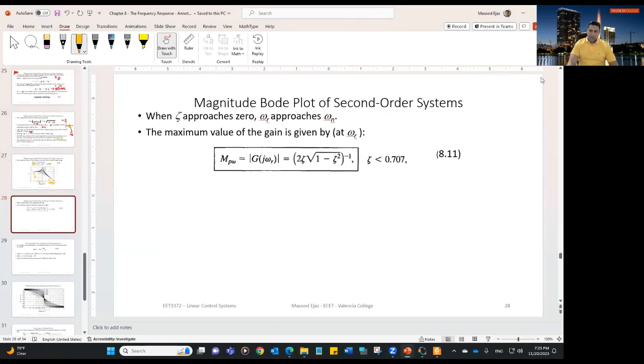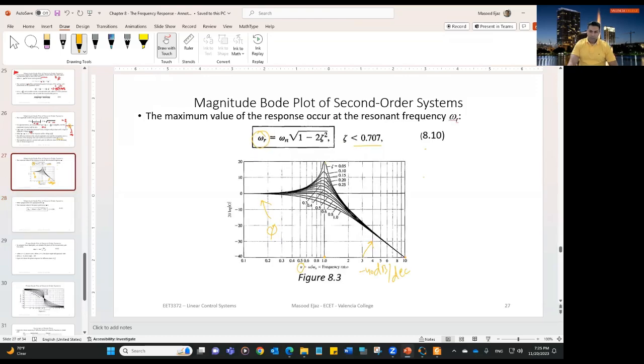When zeta approaches 0, omega r approaches omega n, as we discussed. The maximum value of the gain at resonant frequency, the peak value, is 1 over 2 zeta square root of 1 minus zeta squared, as long as zeta is less than 0.707. So that's how you can calculate the peak value at omega r. Remember, it's not at omega n, it is at omega r, which comes just before omega n, as you can see in most of the values. But if zeta is smaller, then omega r will be very close to omega n, as you can see from this equation.